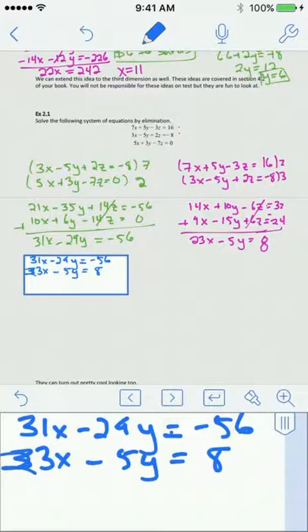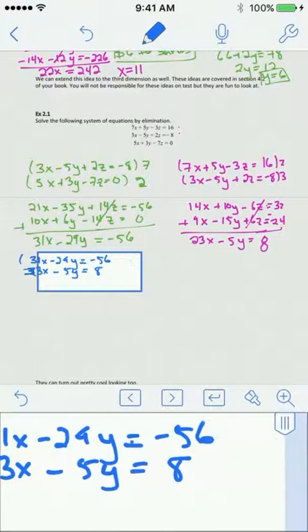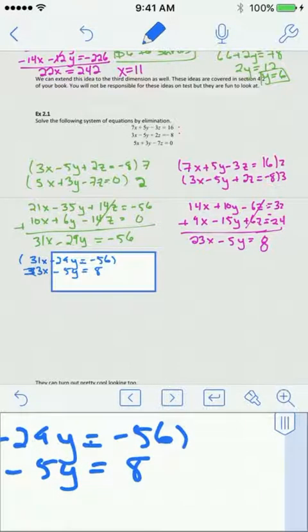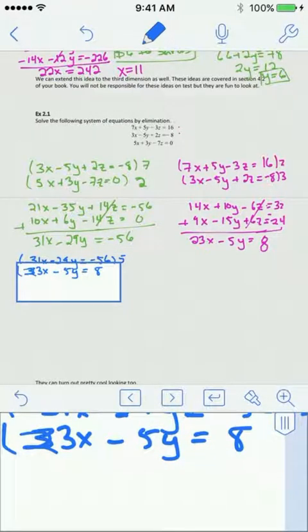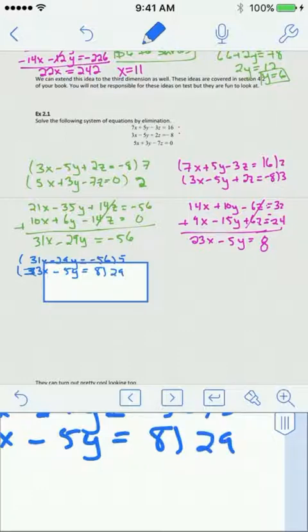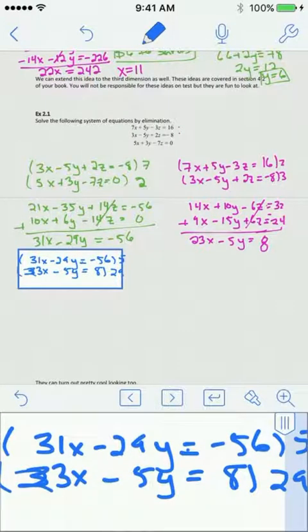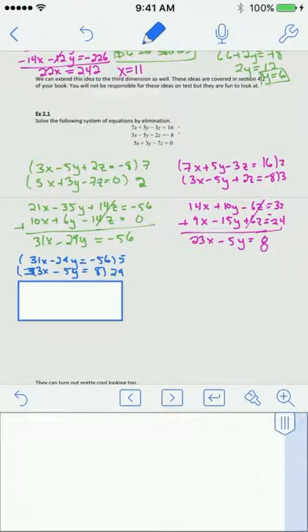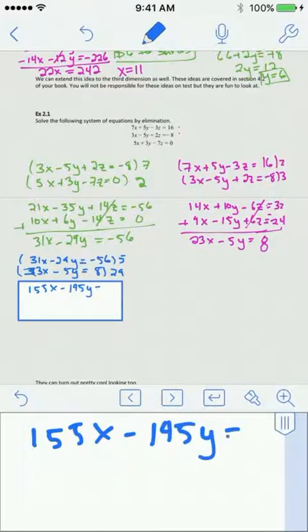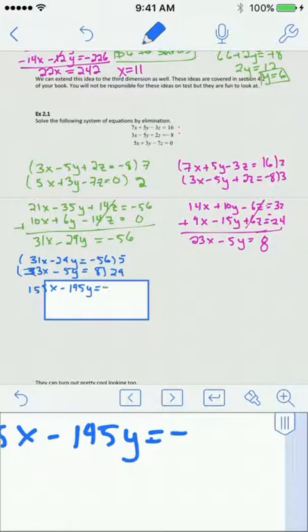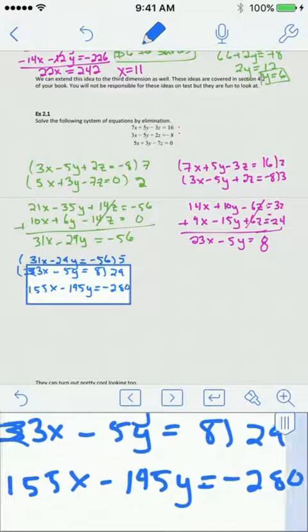So I need to find two things in common. I don't think I'm going to find much in common except the multiplication of each other. So I'm going to multiply this first one by 5, and the second one by 29. Alright. So the first one I end up getting 31 times 5, 155x minus 145y equals negative 280.